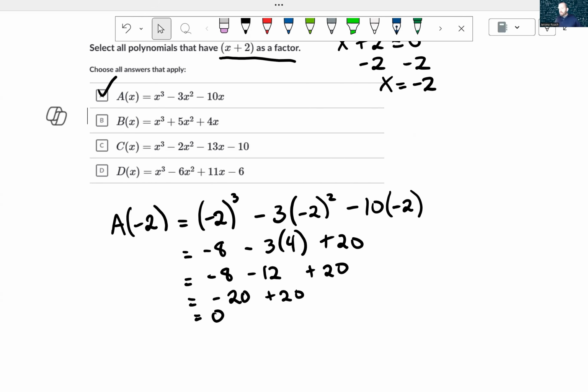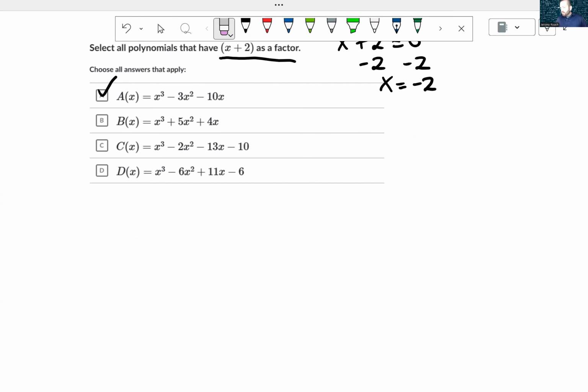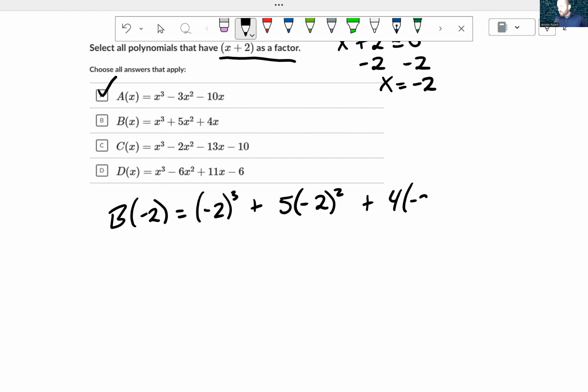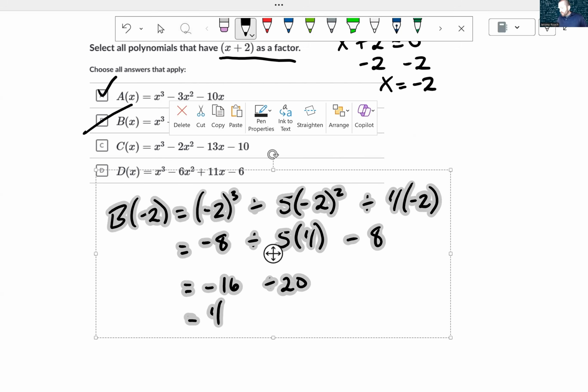Now we're going to check B, C, and D, and do the same thing. Okay, so we're going to say B of -2 equals -2 cubed plus 5 times -2 squared plus 4 times -2. We get -16 plus 20. Looks like we get +4, so not B. Try C and D next.